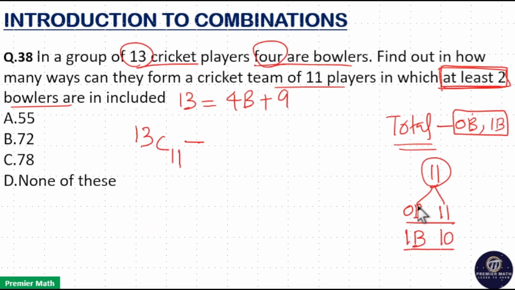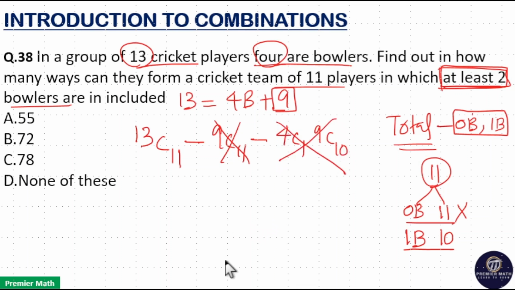That is, if 0 bowlers are included, the remaining 11 are non-bowlers. This should be selected from these 9 available non-bowlers, but which is not possible. That is, 9C11 is not possible. You have to select 11 non-bowlers from these 9 non-bowlers, which is not possible. Then take the second one. If one bowler is included from these 4 bowlers, which can be done in 4C1 ways, but here the remaining 10 are non-bowlers, which should be selected from these 9 non-bowlers. That is also not possible. That is, 9C10 is also not possible.